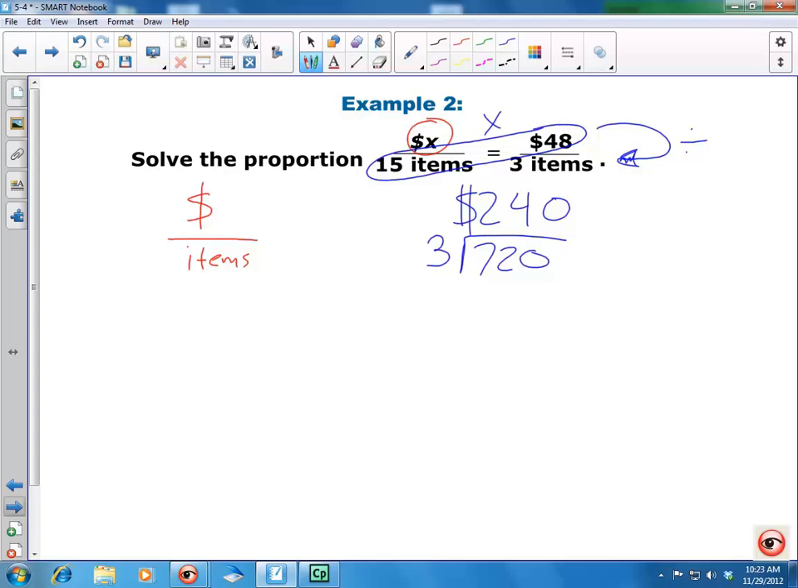Now, that's all you have to do. Cross, multiply, divide. If you can remember that, you should be able to solve these proportions. These are going to be exactly how you solve number 9 through number 16 on your worksheet. But that's all you have to do. Cross, multiply, and divide. Yes, ma'am.